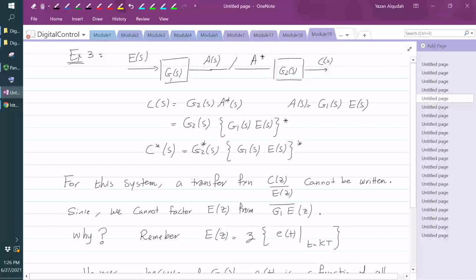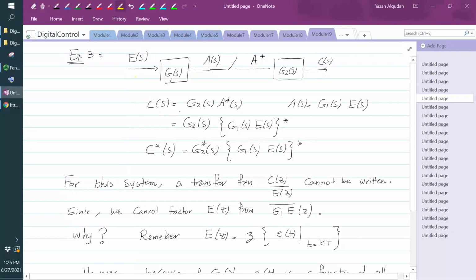So in this system, we have the input E of S going through G1 of S, the output A of S is sampled to go through G2 of S, and I have C of S. I want to see if I can get the transfer function between C of S and E of S. So let's write the equation for the output.